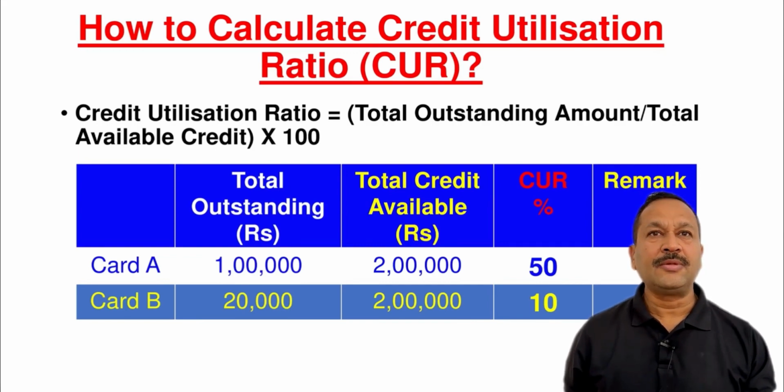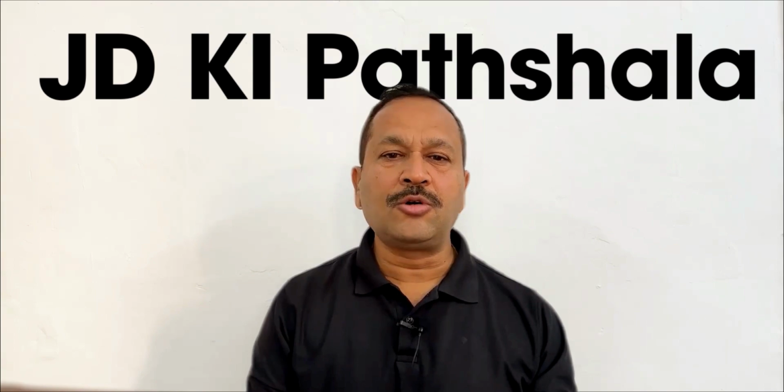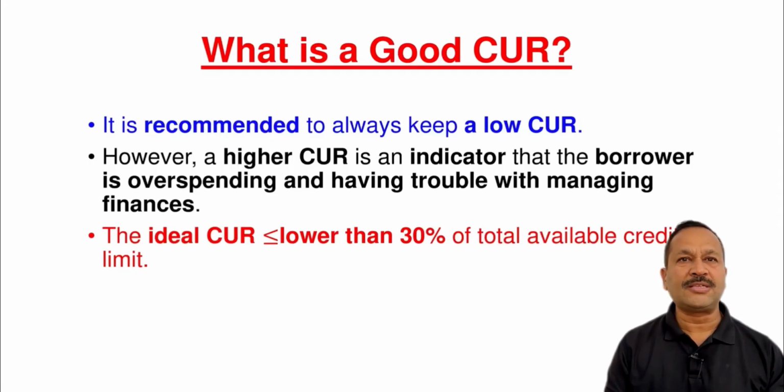Then you will come to a question that what is a good CUR? It is recommended to always have a low CUR. Like in the previous example, we saw person A, card A had 50% and card B had 10%. However, a higher CUR is an indicator that the borrower is overspending and having trouble with managing his finances. It is always seen that many of the youngsters today have the credit utilization to the brim. That is, if 2 lakh is the credit limit, they spend everything. So obviously their credit utilization ratio would be 100%. An ideal CUR is equal to or lower than 30% of the total available credit limit.